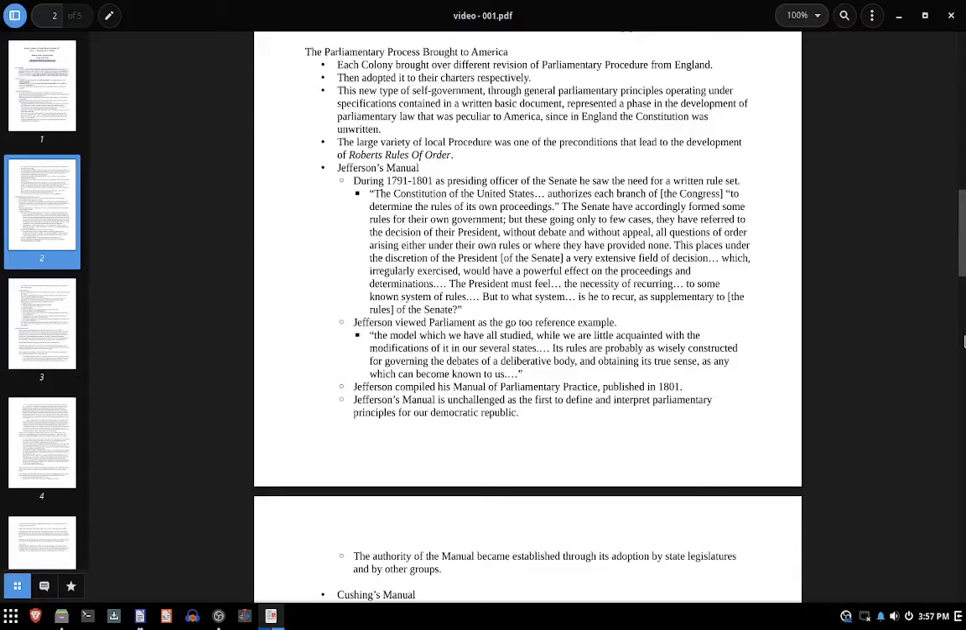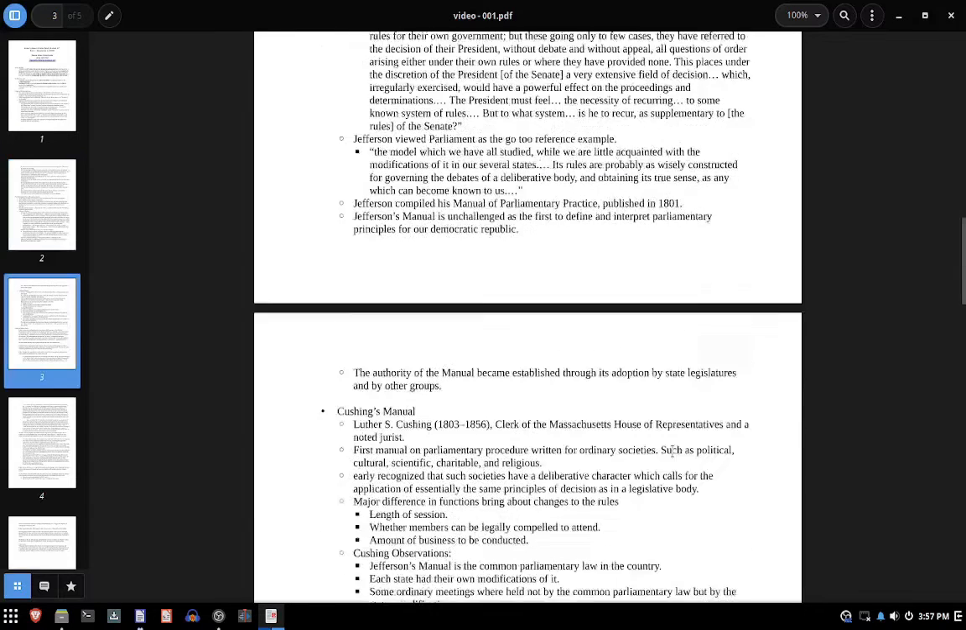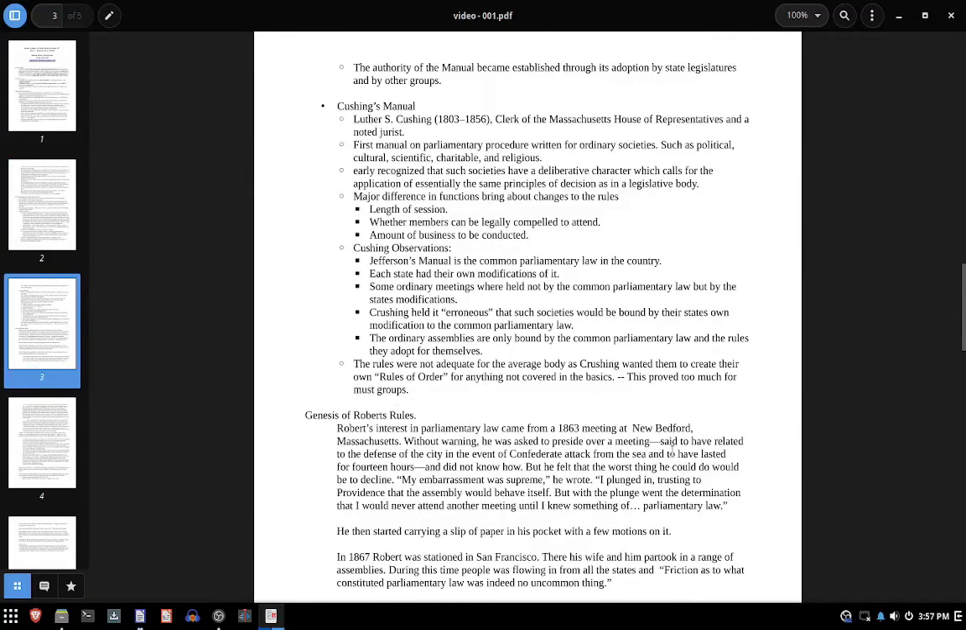Now, Jefferson published his manual in 1801, and it gained importance and authority because people started adopting it, both the Senate and state legislatures. And it's unchallenged as our first attempt to define and interpret parliamentary principles for our democratic republic. But later in the scene walks in Cushing.